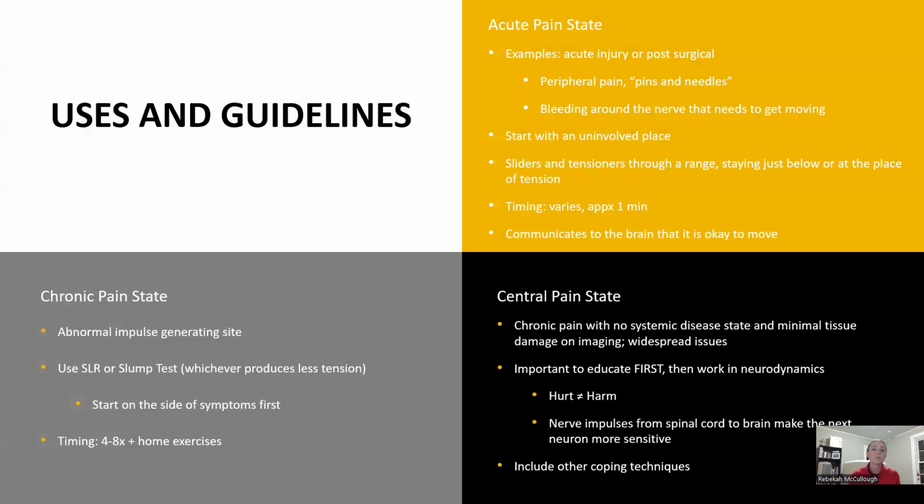So when you're working with more acute pain, you want to start with the uninvolved place. So start away from the side of that acute pain and then work towards it. You can do sliders and tensioners, which sliders would be where you're moving just one end of the nerve at a time. Tensioners would be moving both ends at the same time, so it's a little more intense. But you want to go through a range of motion. Timing can vary. One guideline would be to do it for approximately a minute.